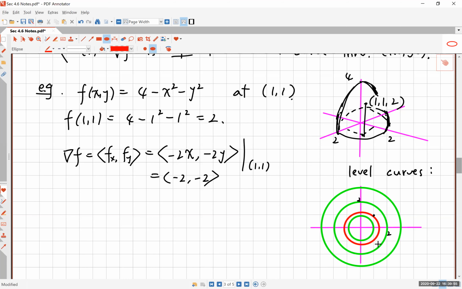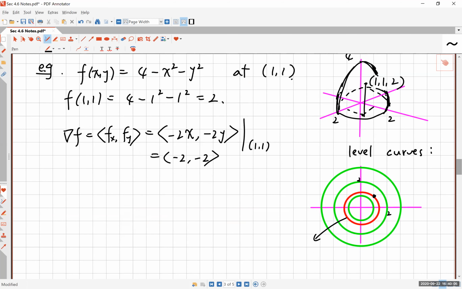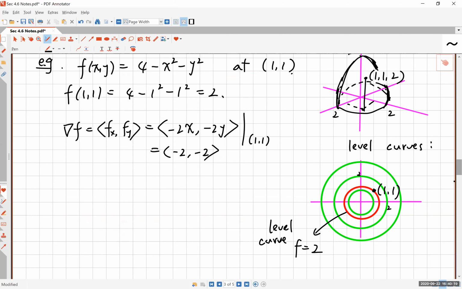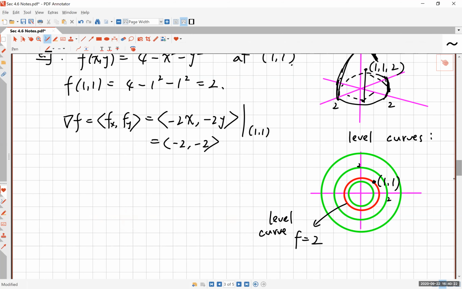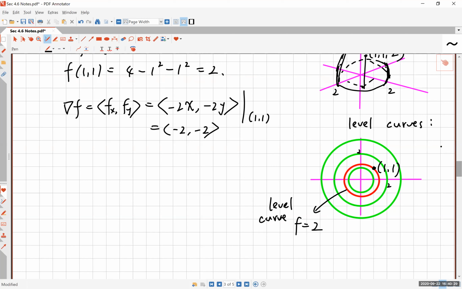Okay, so what I drew, let's go ahead and do this. This is the level curve where f is equal to 2, okay? And it does go through the point 1, 1 because this graph goes through the point 1, 1, 2, right? So the level curve of f equals 2 is the circle centered at the origin with radius square root of 2, because 1, 1 is in there.